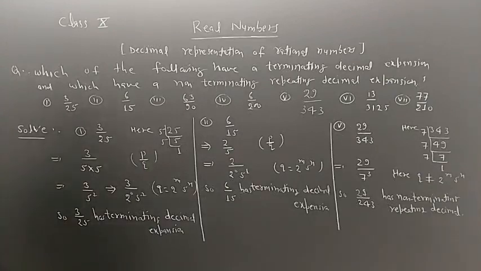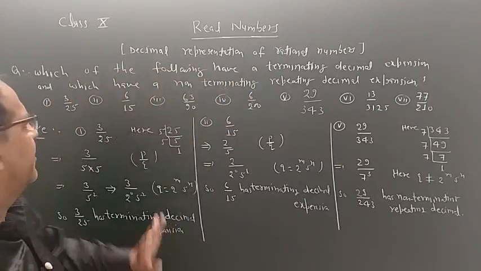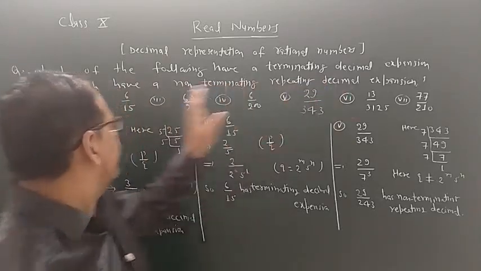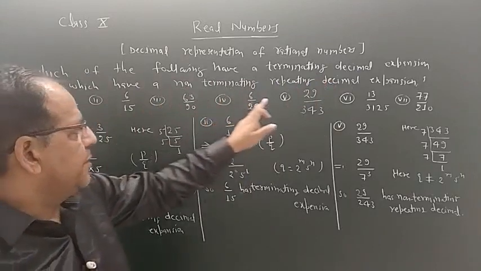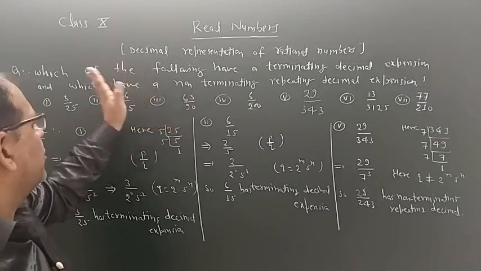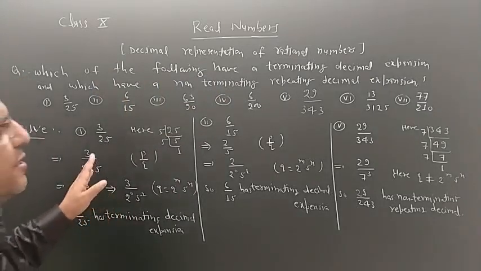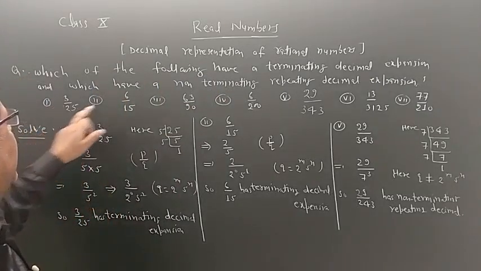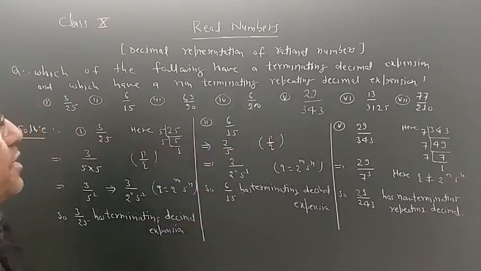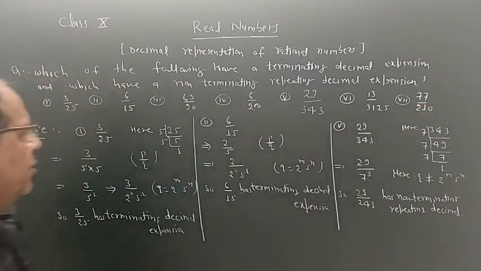Now I am discussing some problems based on decimal representation of rational numbers. The question is: which of the following have a terminating decimal expansion and which have a non-terminating repeating decimal expansion? This question we can solve without using the long division method. Some rational numbers are given: 3 upon 25, 6 upon 15, 63 upon 90, 6 upon 200, 29 upon 343, 13 upon 3125, 77 upon 210.